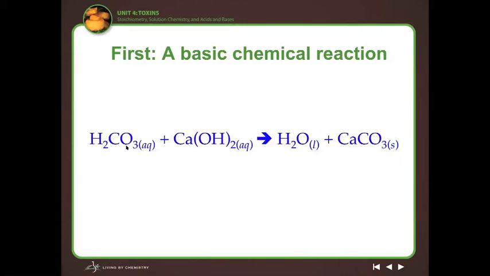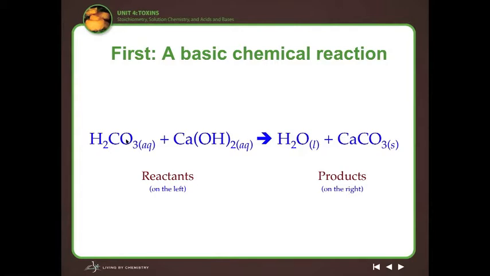First, basic chemical reaction. Here's our, from just before, our carbonic acid plus calcium hydroxide giving us water and calcium carbonate. Notice the calcium carbonate is solid. Well, when we look at a chemical equation, everything on the left side of the arrow has a special name. We call these the reactants because they're reacting, and what's formed or what's produced on the right are called the products. So the reactants on the left, products on the right.